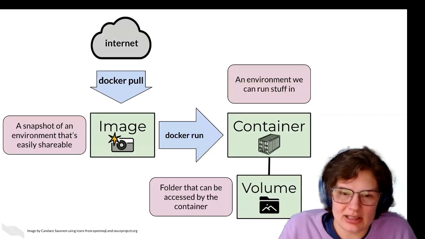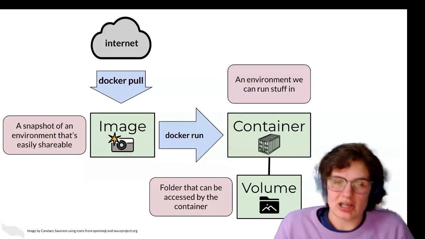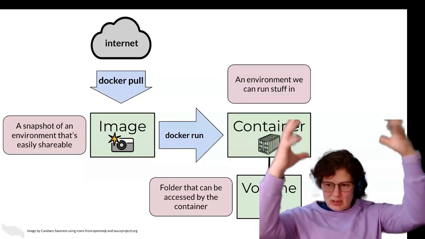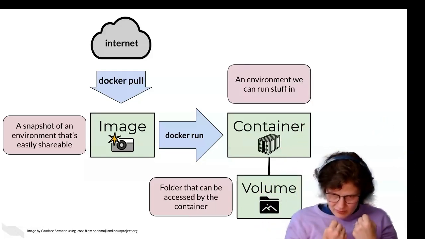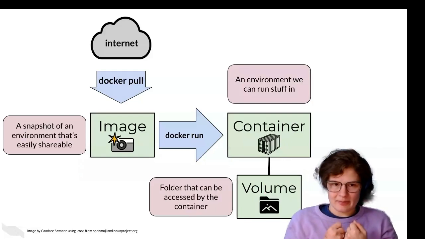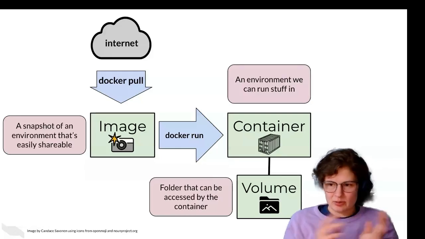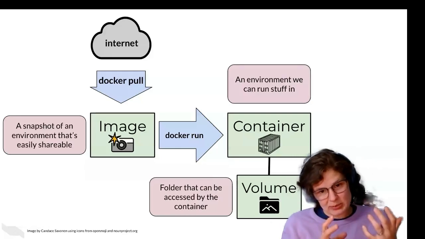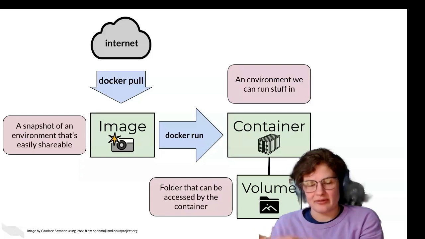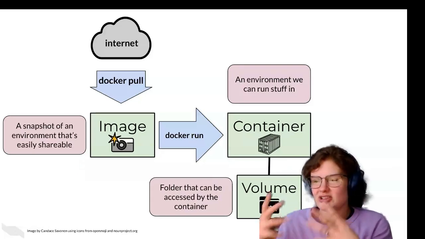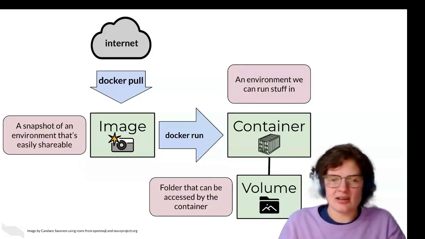And so let's talk about this, okay? We mentioned Docker pull is when we take an image from the internet and we pull it down. It's on our computer, okay? Now we have an image on our computer. And remember that an image is a snapshot of an environment that's easily shareable. Now Docker run, that's where we take an image and we run it as a container. Now we can do stuff, right? This is an environment we can now run stuff and do things in.